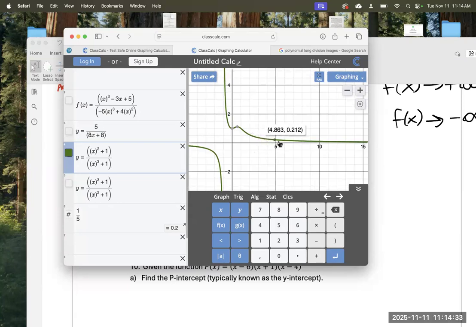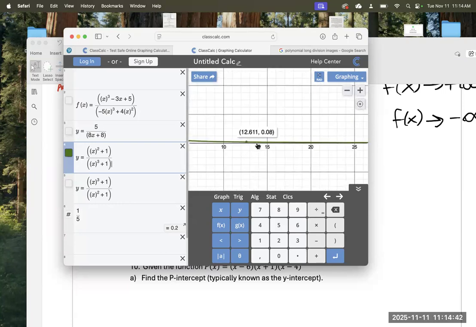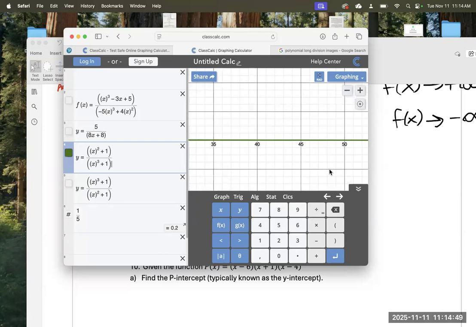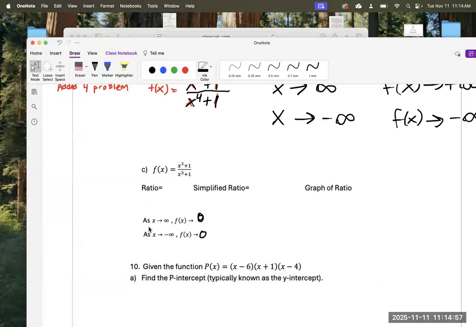As we go off toward positive infinity, the same thing: it's getting closer and closer to 0. As we go further out, we can see that it's 0.056, 0.05, and if we went way, way out here, it would be really close to 0 still, but it's not quite equal to 0. So we were correct when we said that this function, as you go toward positive infinity, is approaching 0, and as we approach negative infinity, it is also approaching 0.